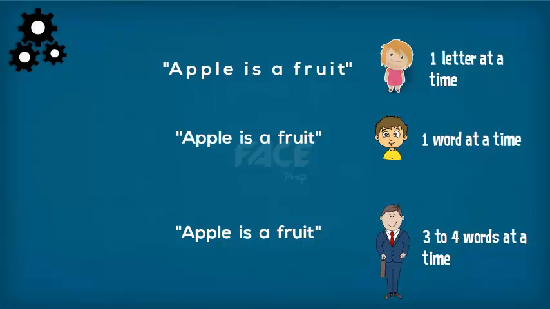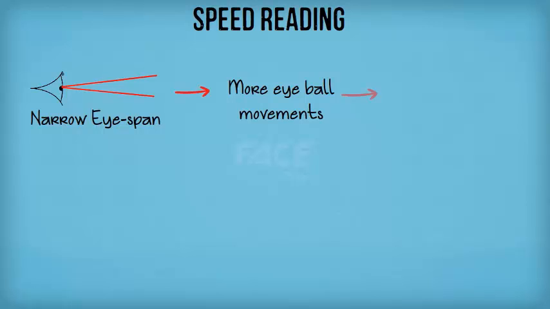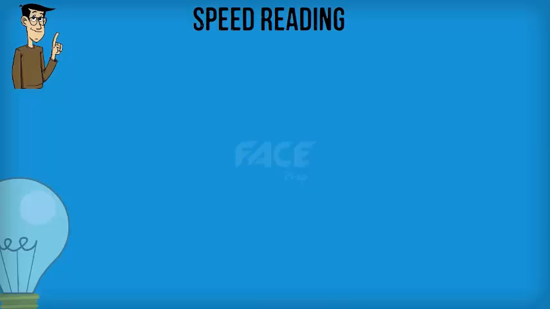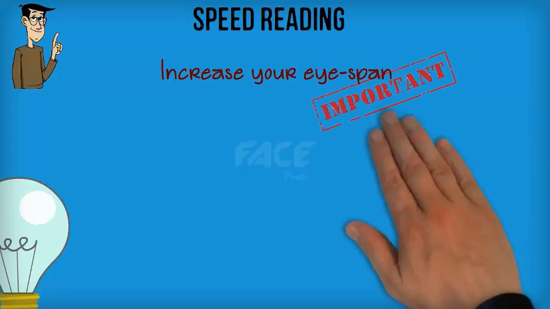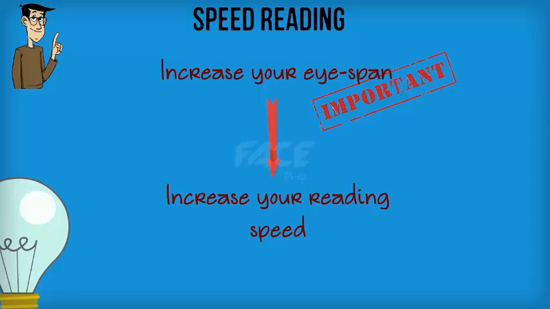Now you know why you can read faster these days as compared to how it was 15 years back. Your eye span has considerably increased. If your eye span is narrow, then you'll have to move your eyeball often to read the sentence and thereby consume a lot of time. Thus, it is important to increase your eye span so as to increase your reading speed.